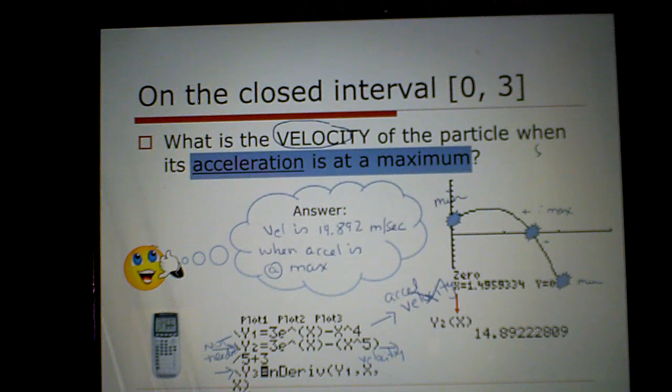Now, if this is multiple choice, you don't go through all this nonsense. But if this is a free response question and somebody asks you about a maximum, you somehow talk about looking at its derivative for where its derivative changes signs. And I know the acceleration is at a maximum because acceleration's derivative changed from positive to negative at x equals 1.495.